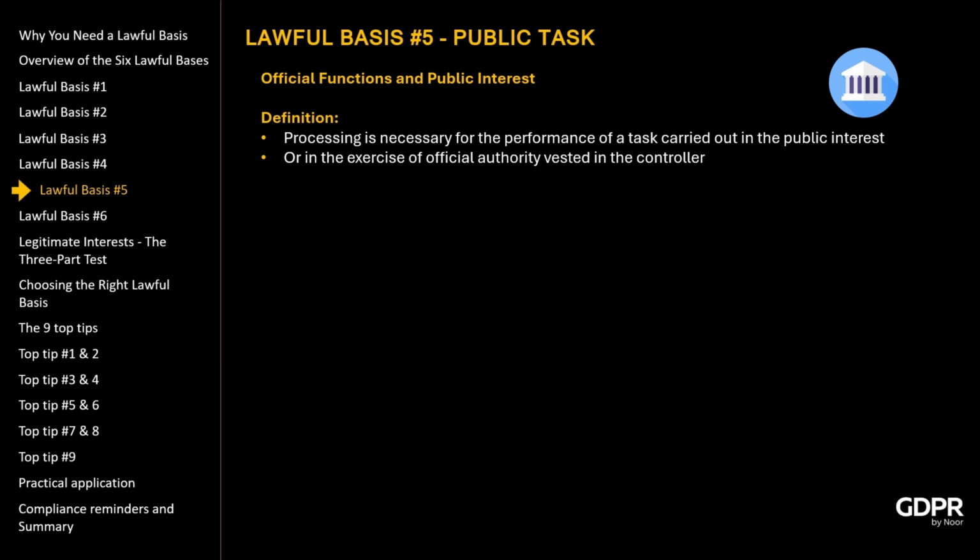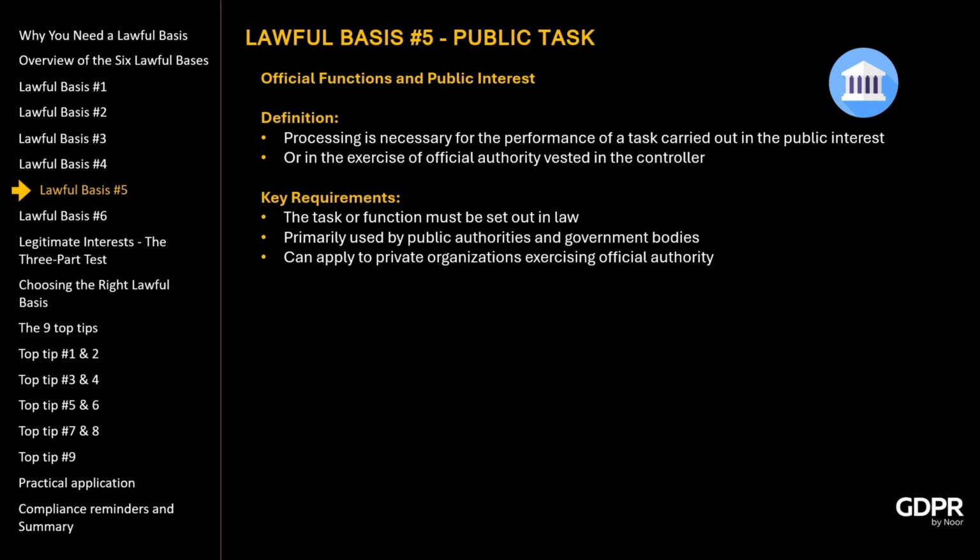Public task applies when processing is required by law to perform a task in the public interest or to exercise official authority. It's mainly for public bodies, but private organizations can use it only when a law gives them an official public function.